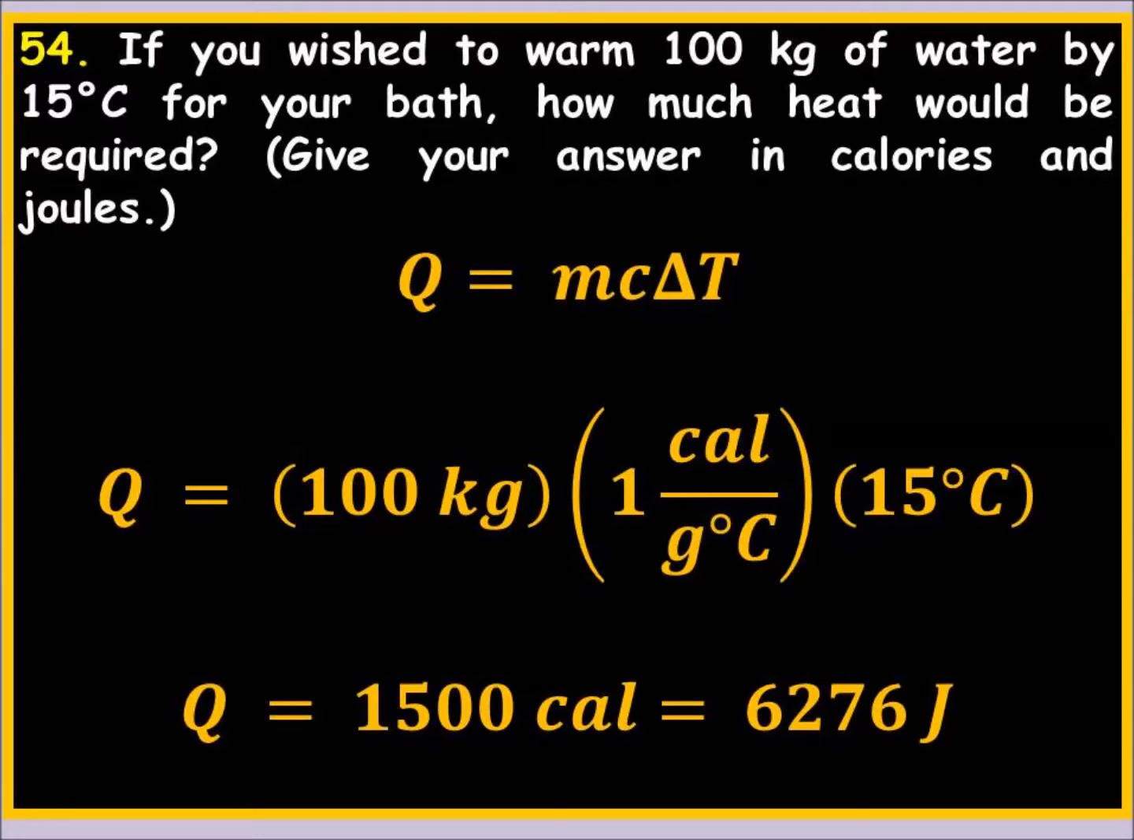Notice that you're going to have it in calories per gram degree Celsius. So it's going to be 1,500 calories times 4.18, which is 6,276 joules. So it's the same value. It just looks different, but the conversion is 4.18 joules per 1 calorie, or 4.186 joules per 1 calorie. So pretty straightforward altogether.